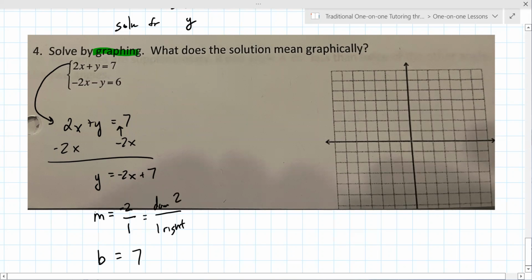So let's go over to our graph here. 1, 2, 3, 4, 5, 6, 7. Wow, right there at the top. Down 2, right 1. Down 2, right 1. Down 2, right 1. Okay. Now, I don't know how many they tell you to graph. You need to graph enough so that your line looks relatively straight. The teacher doesn't want to see a wavy line.